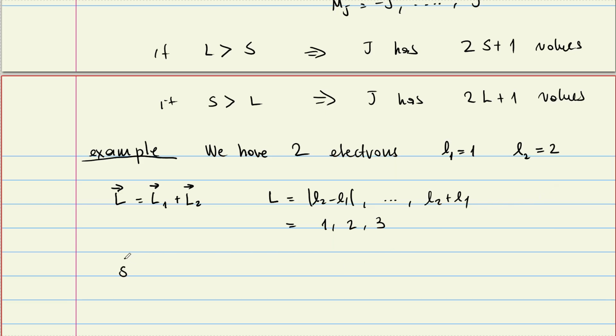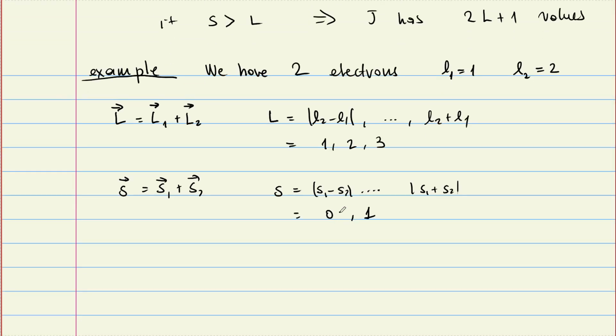Similarly, okay, let's do exactly the same thing. S is going to be equal to S1 plus S2. And the magnitude of S is going to be S1 minus S2 all the way up to S1 plus S2, but S1 minus S2 is 0, and S1 plus S2 is 1, and there will be only two possibilities, 0 or 1. Typically, this is sometimes called singlet, this is sometimes called triplet, but let's not get into that. You'll learn it in more detail in another course.